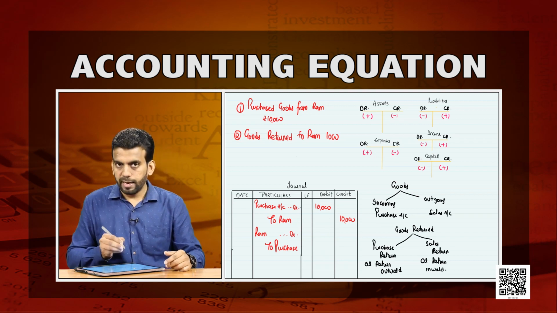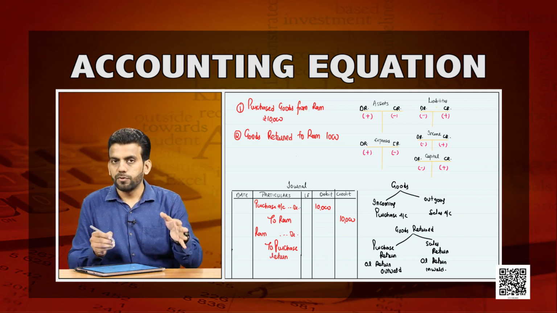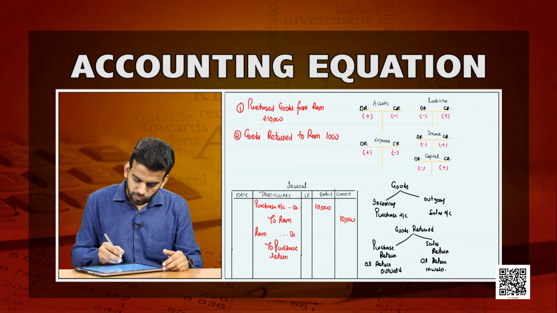Do not make any mistake by crediting purchase account. There are few cases when purchase account gets credited, but not in this case. I repeat, when you bought goods from Ram, you made purchase account debit to Ram. Now you are returning goods to Ram, this entry is to be flipped. Ram account debit to purchase return, right? 1000.